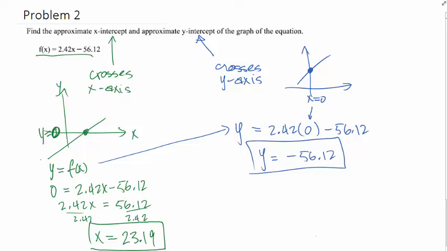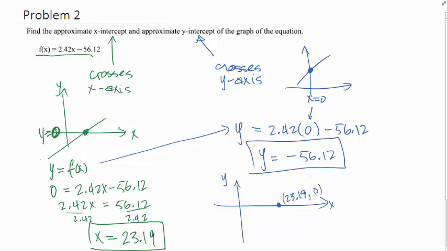That's the y-intercept. So if we were to graph this, we weren't asked to graph it, but if we were to graph it, I would graph it like this. I know I have 2 points. I have my x-intercept at 23.19, and that would be 23.19 comma 0.